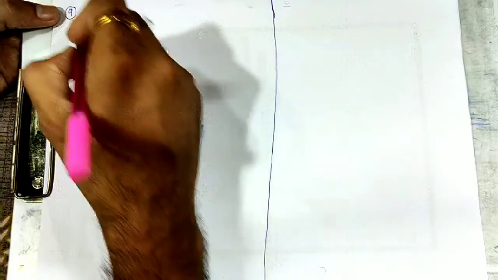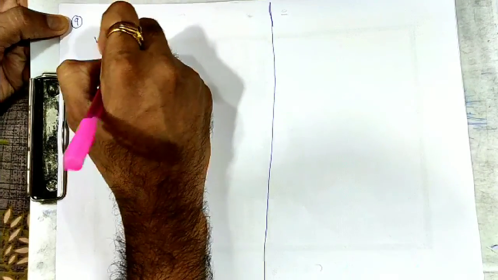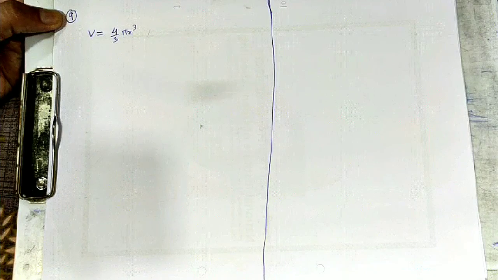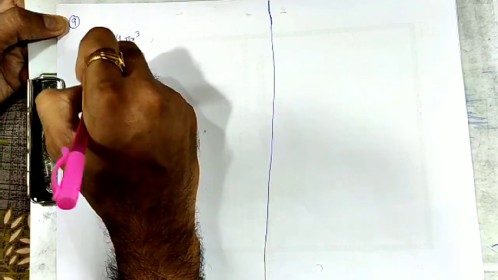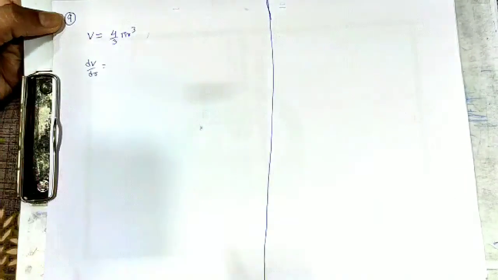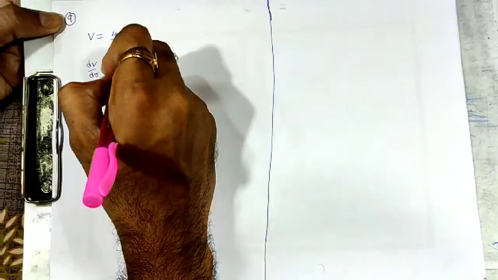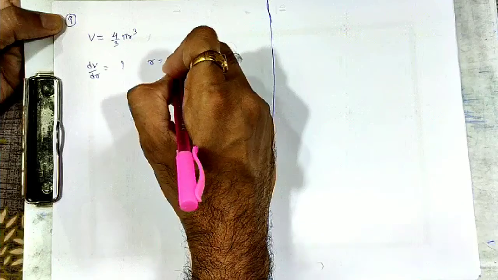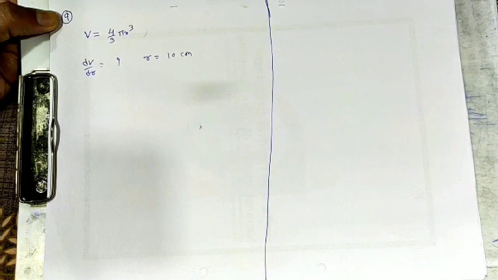So volume is variable. The volume of a spherical balloon is 4 by 3 pi r cube, which has variable radius. So the radius is variable, so volume changes with radius. You have to find the rate of change of volume when the radius becomes 10 centimeter. Simple.